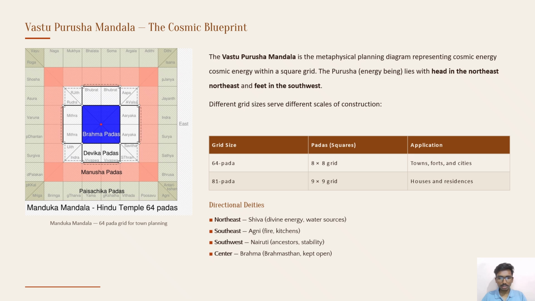Directions and deities. Northeast, Shiva, divine energy or water source. Southeast, Agni, fire or kitchen. Southwest, Nairuti, ancestor stability. Center, Brahmasthana, kept open.